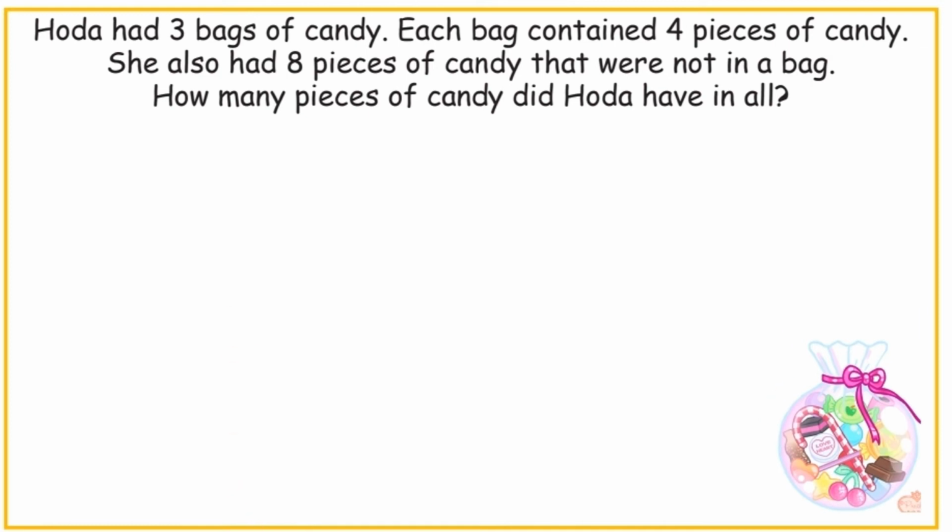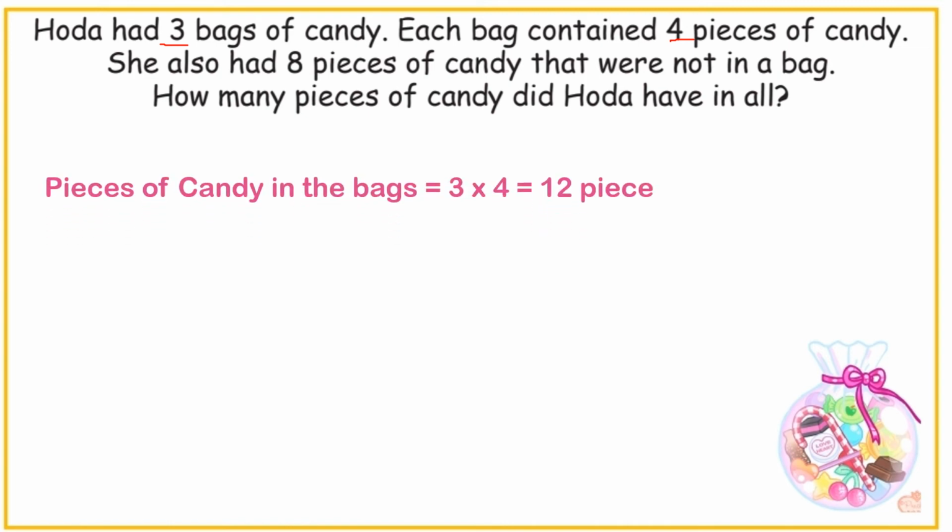So I have here 3 bags and each bag has 4 pieces. So let's see the number of pieces in all the bags. So I'll multiply 3 by 4, it will give me 12 pieces. So the pieces in the bags was 12 because I have 3 bags and each bag contained 4.